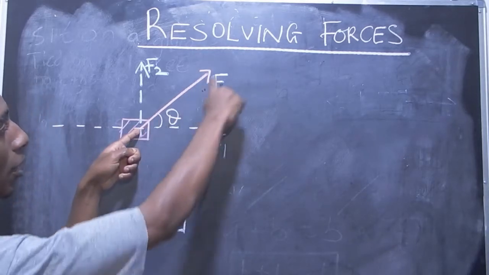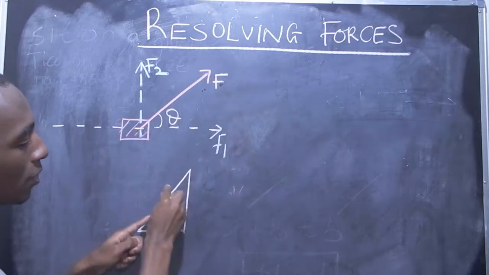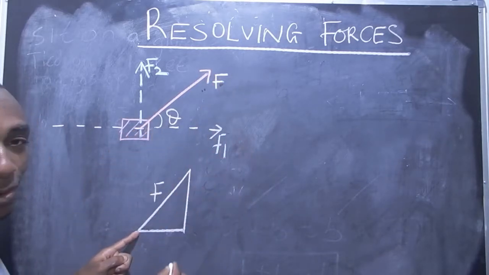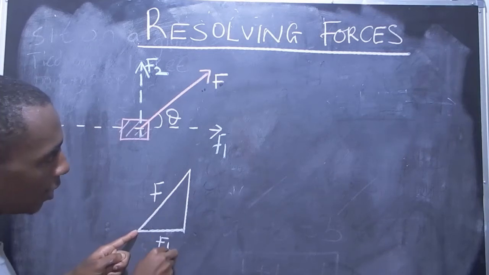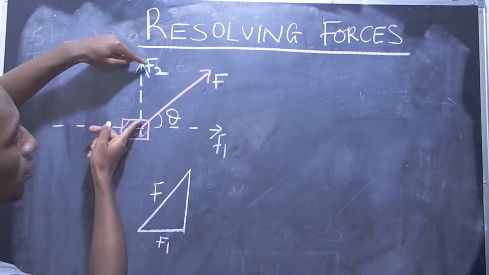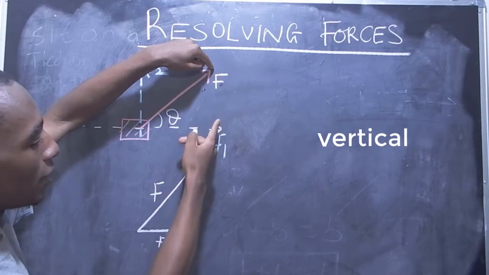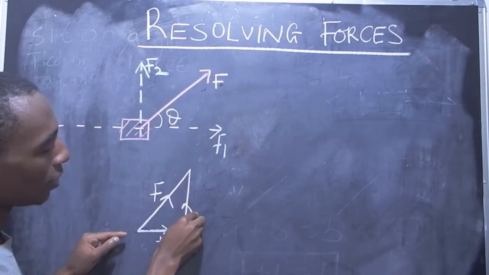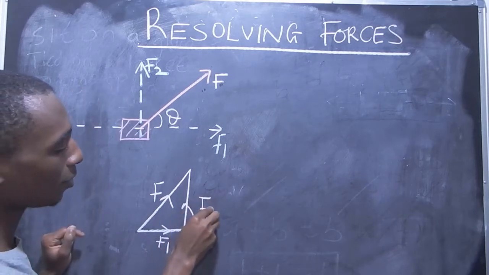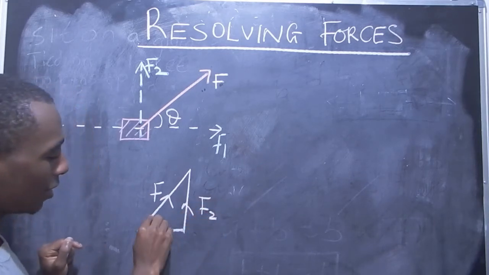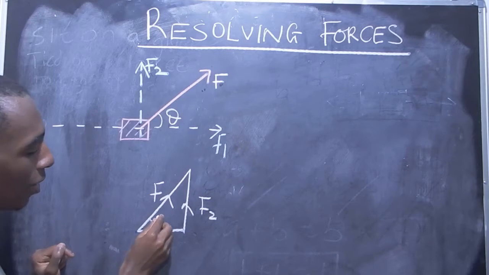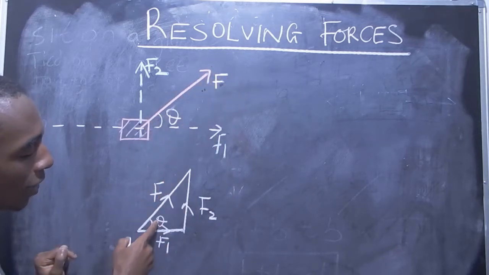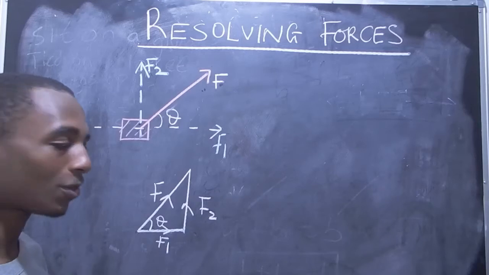So as you can see, we have this side here which represents F. We have the horizontal component, which is F1, and I can actually get this horizontal component and transfer it here. So this is F, this is F1, and this is going to be my vertical component, F2. Sorry, the resultant force F is at an angle theta to the horizontal.